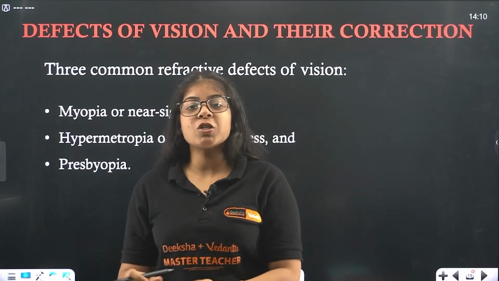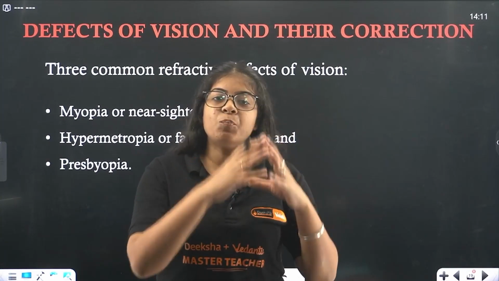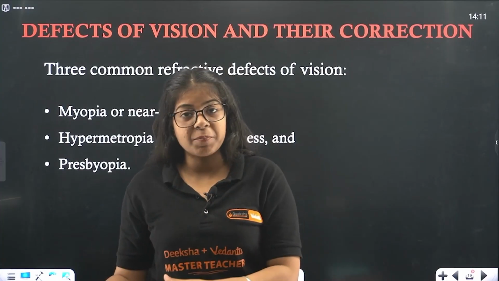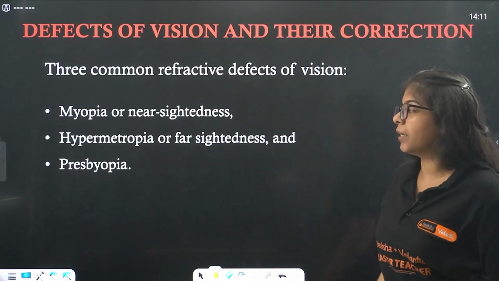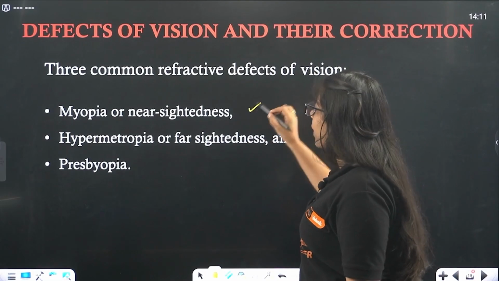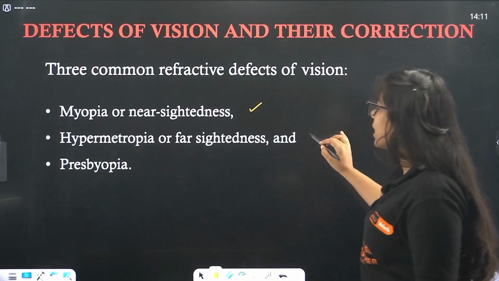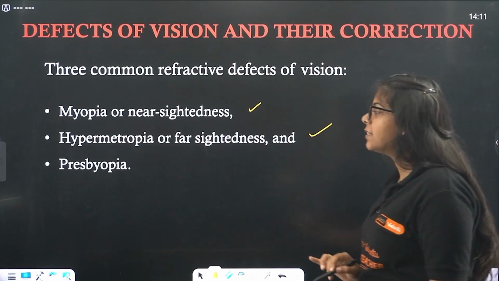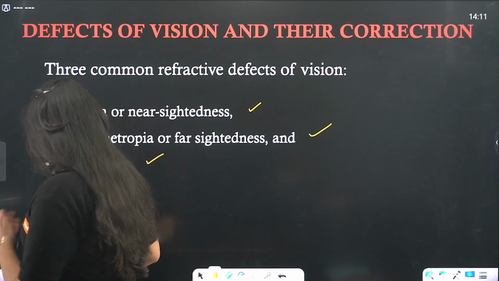One or two questions will definitely come from this particular section. It is the most important of this chapter, so pay attention very clearly. Now beta, what are the three defects? First is myopia or nearsightedness. Second is hypermetropia or farsightedness. Third is presbyopia. Now let's see them one by one.